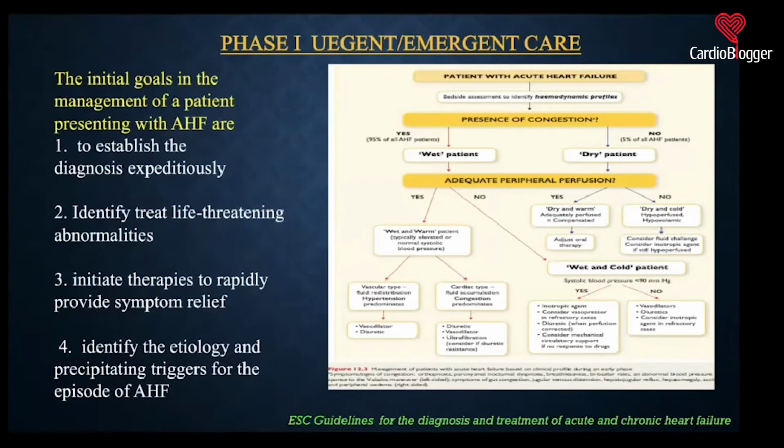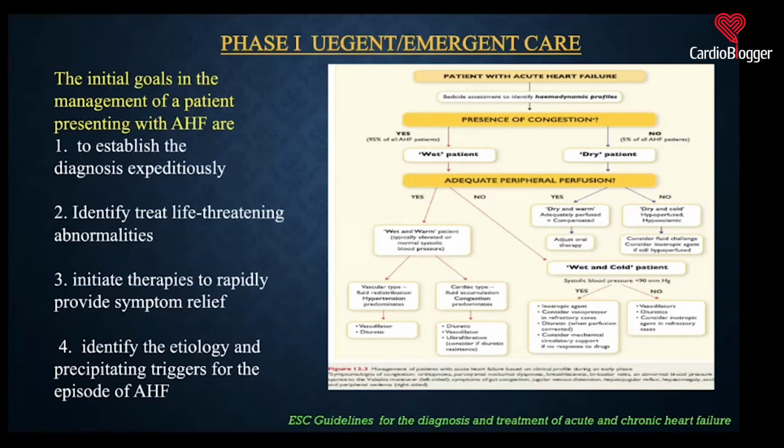In that case, you have to see whether your patient is wet and warm or wet and cold. For a patient who is wet and warm, the management remains only 2 important things: one is the diuretic and second is the vasodilator. I'll come to that. In a wet and warm patient, if you think there is hypertension, the first important thing is to manage the hypertension with a vasodilator like NTG, the most common thing which you use. Also, people do use nitroprusside.